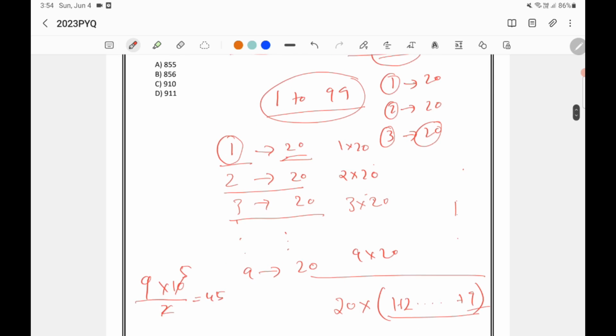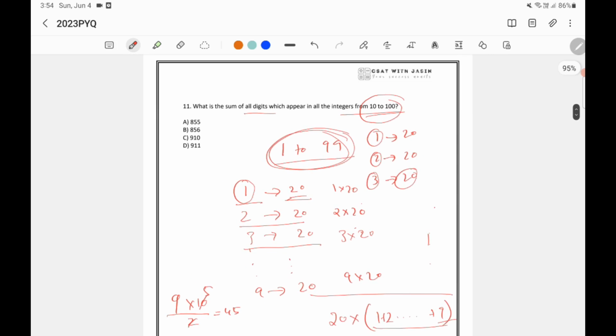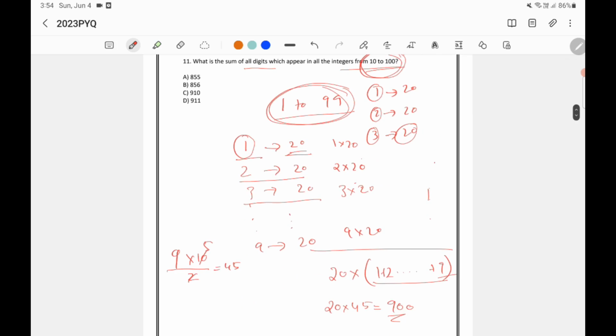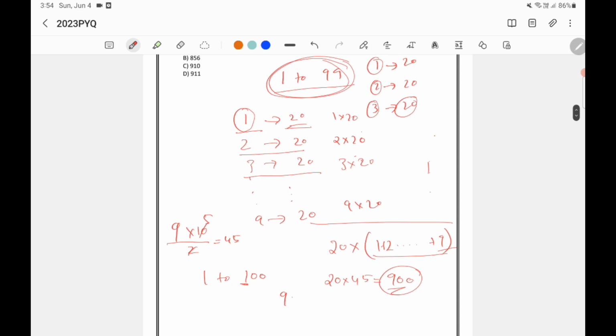But we have calculated from 1 to 99. The question was from 10 to 100. So if I am calculating from 1 to 100, 1 to 99 is 900. For 1 to 100, you need to add 1. In 100, you have 1, right? So it will come 901.